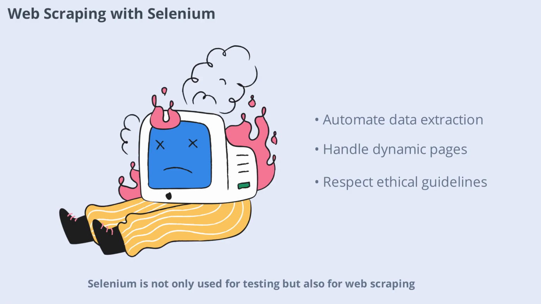Selenium is not only used for testing, but also for web scraping. By automating browser actions, you can extract data from dynamic web pages that traditional scraping tools can't handle. This technique is useful for gathering data for analysis, research, or competitive intelligence. However, always respect website terms of service and ethical guidelines when scraping data.